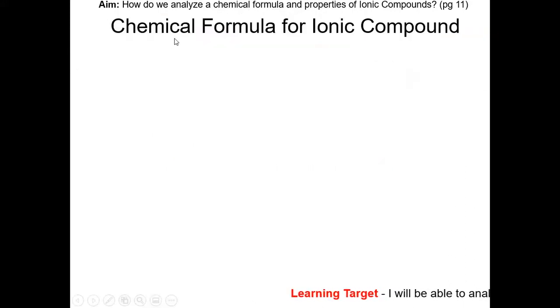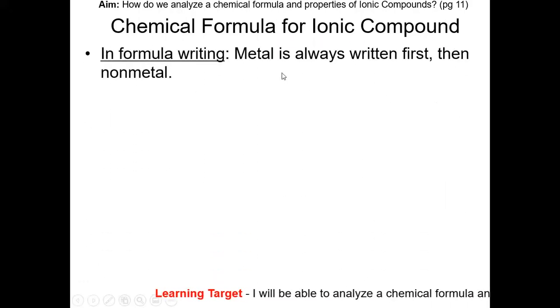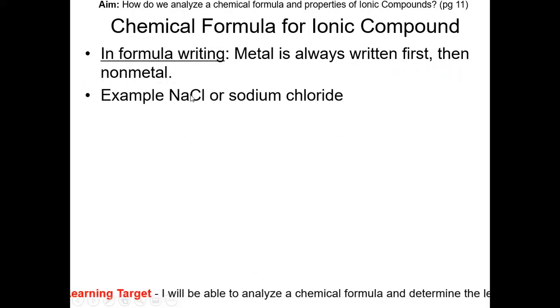Now we are going to go over how to write the chemical formula for ionic compounds. So in ionic compounds, the metal is always written first, then the nonmetal. For example, NaCl, or sodium chloride, notice that the metal is written first. Nobody calls it ClNa or chloride sodium.